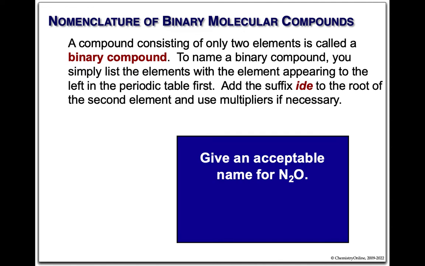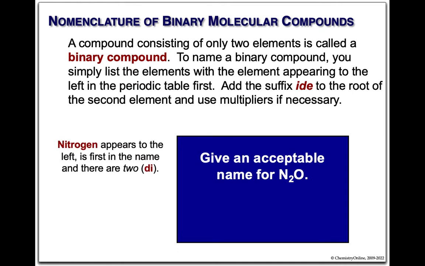N2O. Here, our first atom has 2 of them, so we have to show that using di. This will be dinitrogen. Now here we only have 1 of these guys. It's a second atom though. For that you use the mono.